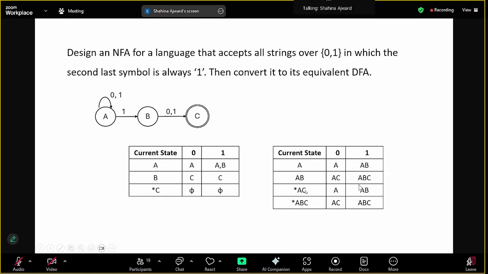Now we defined AC, but we haven't defined ABC. So we write a new row ABC, right? In the AC, C is included, so we set it as a final state, right? Now we check ABC.